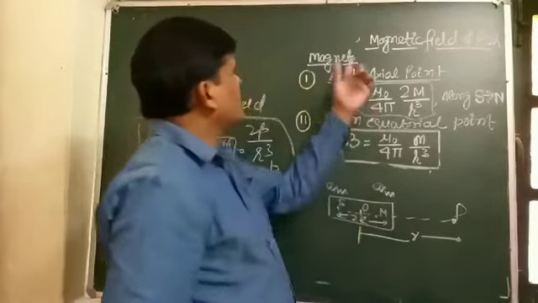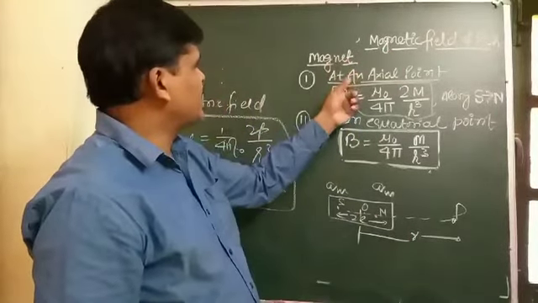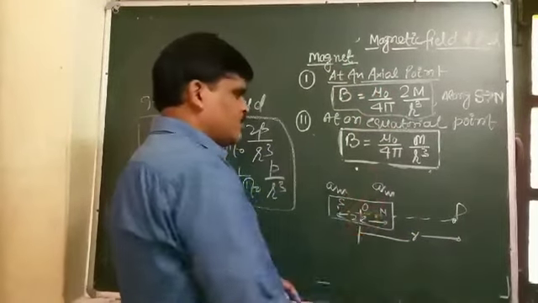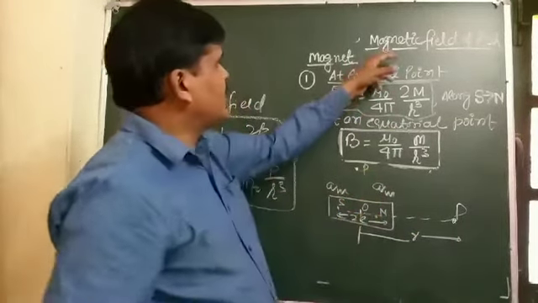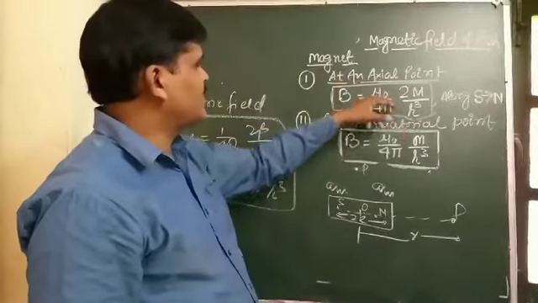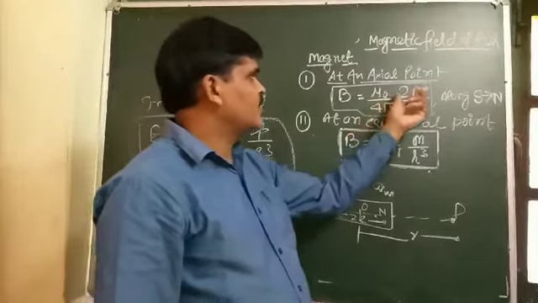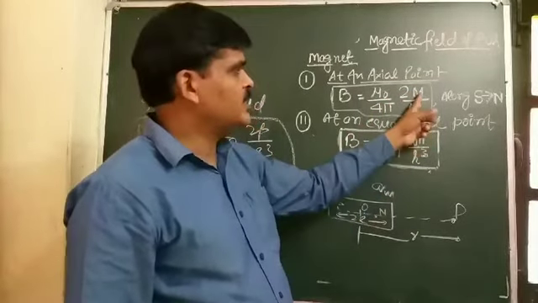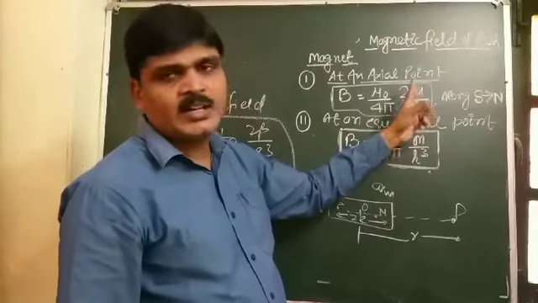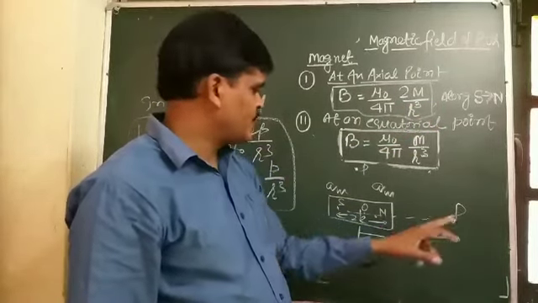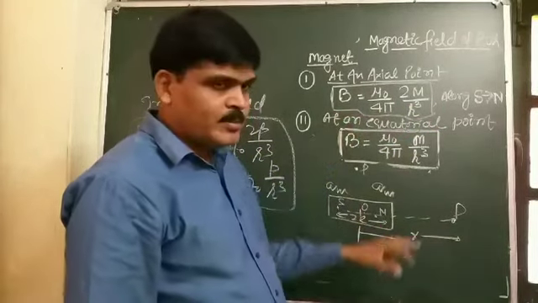Magnetic field of a bar magnet at an axial point. So this is the axial point, and here is the equatorial point. The magnetic field of a bar magnet at an axial point is B equal to mu naught by 4 pi times 2M by r cube, where M is the magnetic dipole moment, with direction from south to north. The point is where we have to find the magnetic field on the axial point.